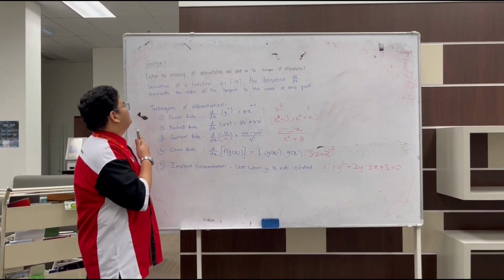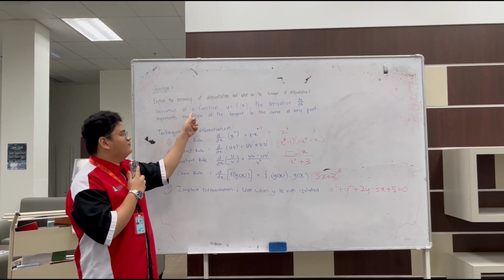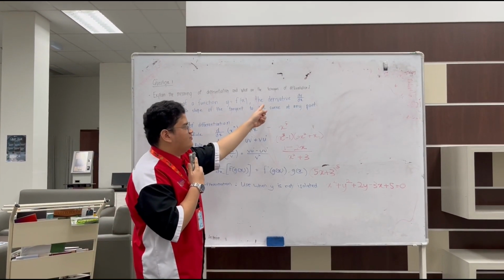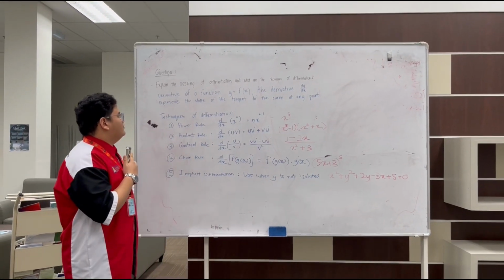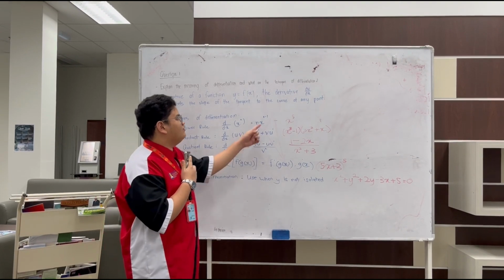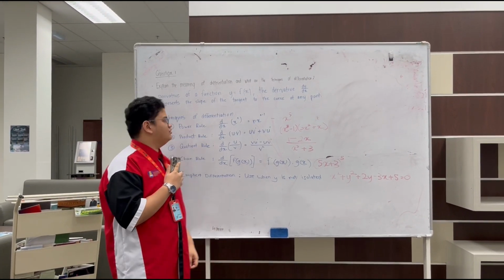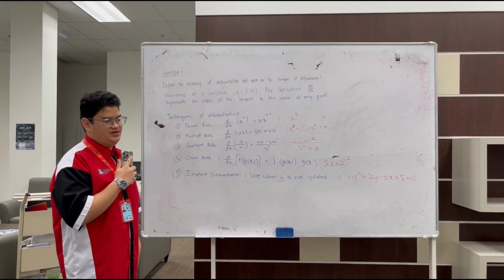Alright, we'll start off with question number 1. Explain the meaning of differentiation and what are the techniques of differentiation. Differentiation is the derivative of a function y = f(x); the derivative dy/dx represents the slope of the tangent to the curve at any point. So these are the techniques of differentiation.